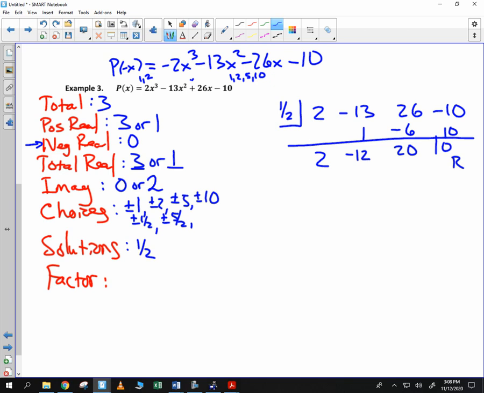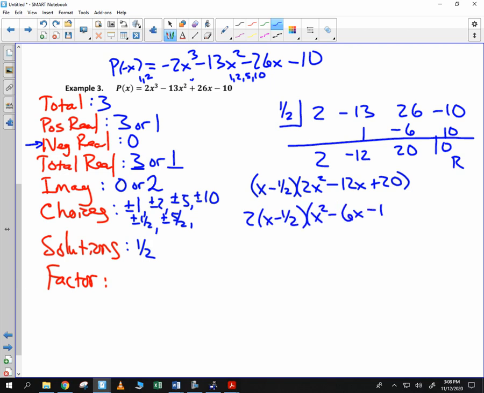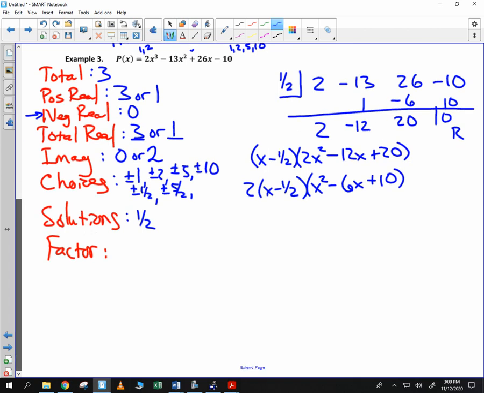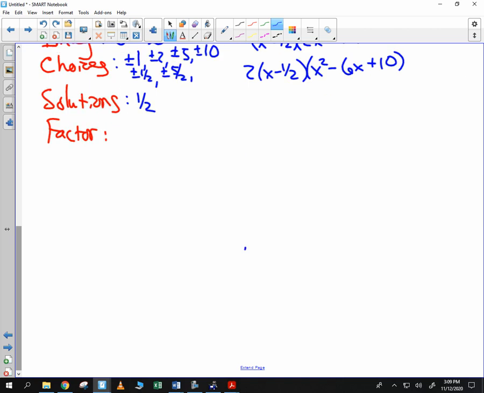If 1/2 works, I'm going to write this as x minus 1/2 times 2x squared minus 12x plus 20. Notice that I can factor out the 2: 2 times x minus 1/2 times x squared minus 6x plus 10. X squared minus 6x plus 10 does not factor. It's a quadratic, so I'm going to use the quadratic formula.